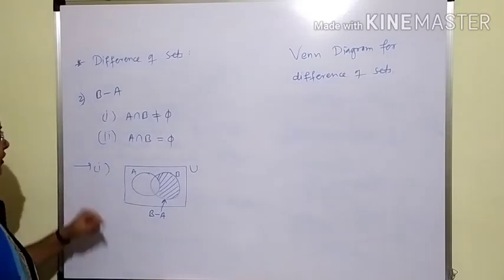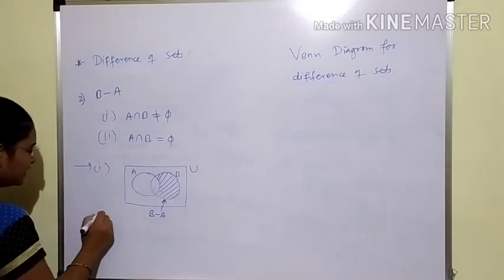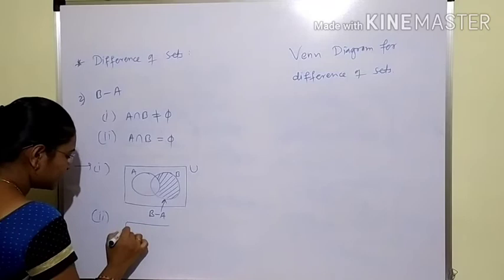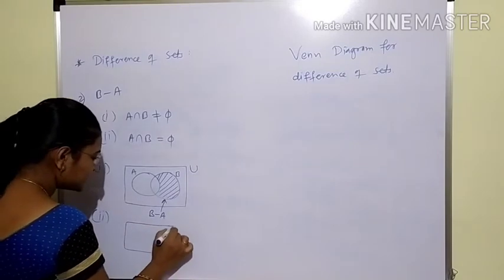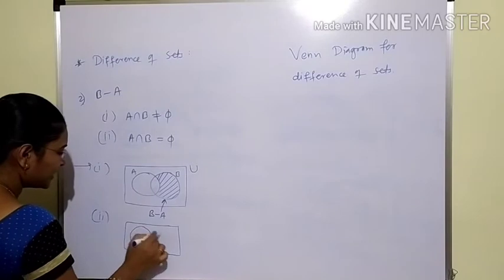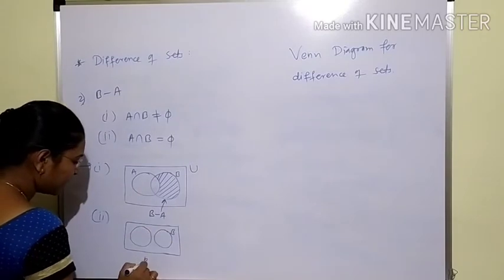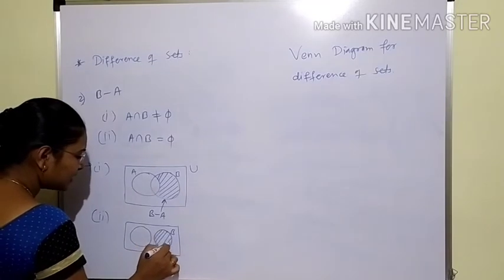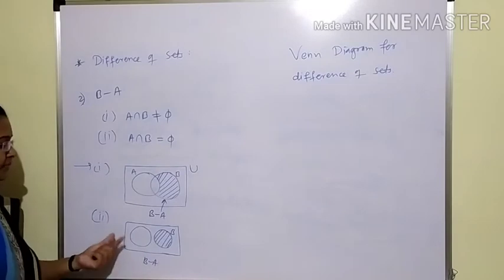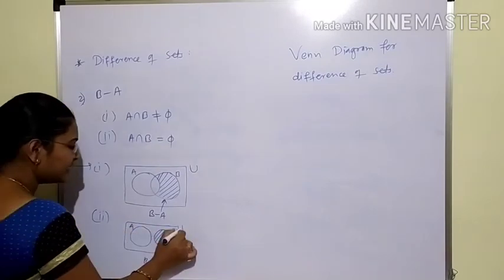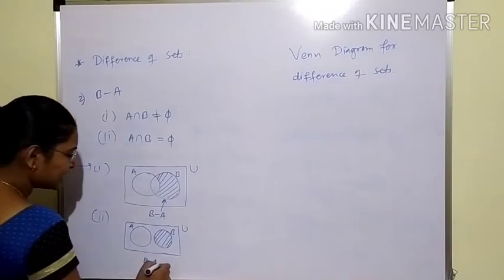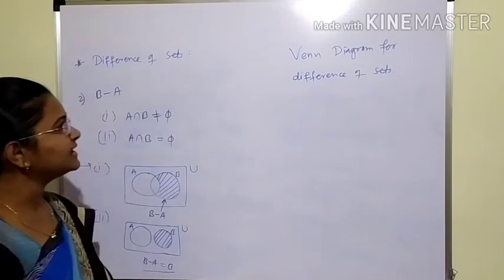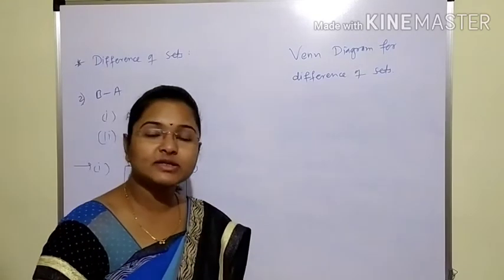Understood? Now for the second case, when the intersection is an empty set, then there will be no common elements in both sets A and B. So here B minus A will be the set B only, because there are no elements in common in sets A and B. Here this is the set A, this is your universal set. So B minus A is nothing but set B. Any doubt, students? So here we have studied the difference of two sets, and disjoint sets also we have studied.